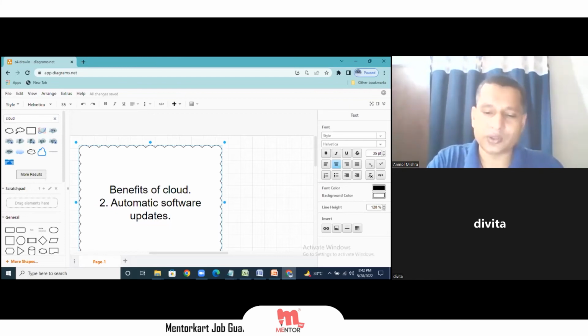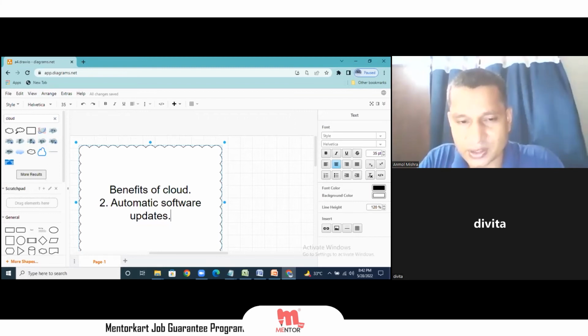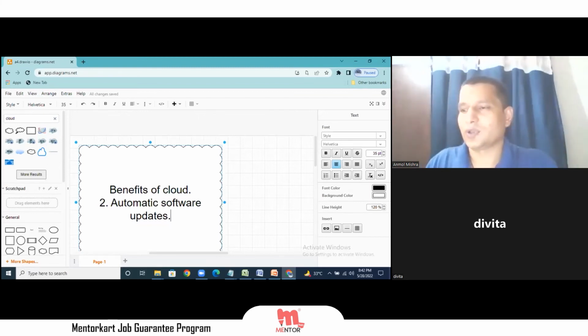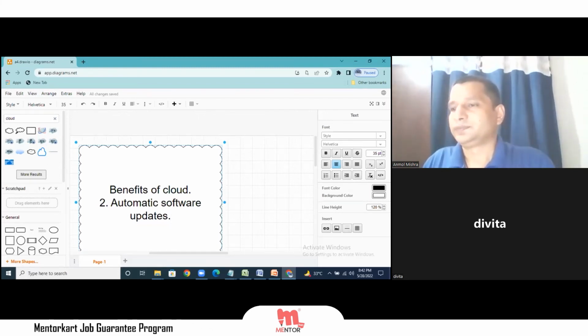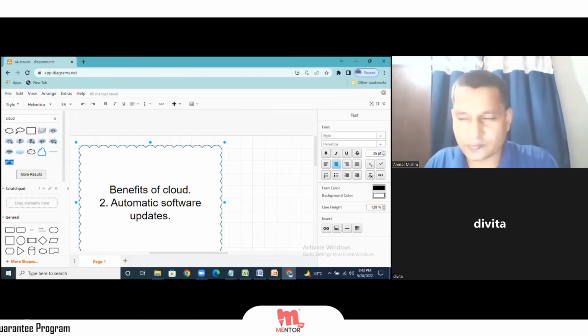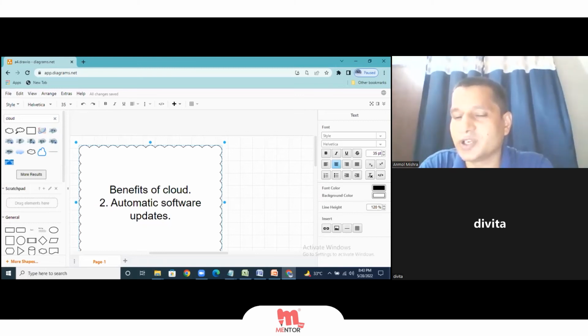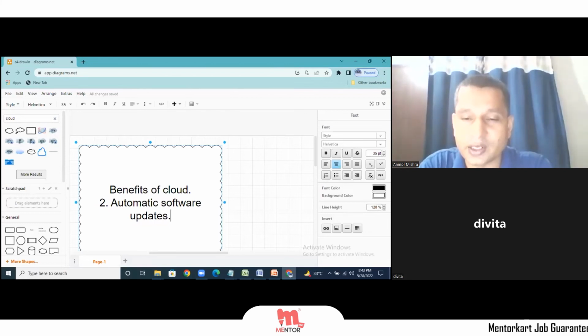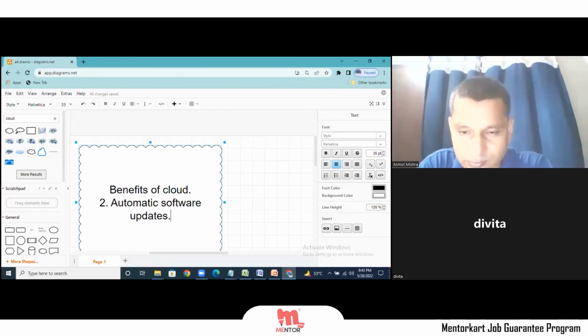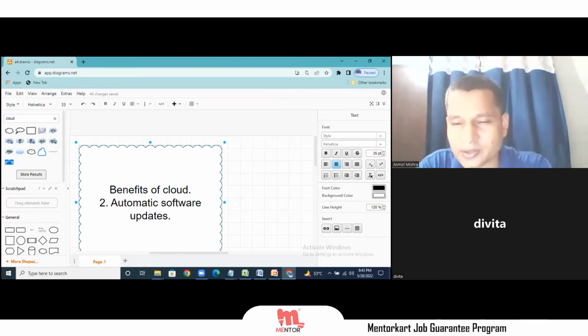Okay. Any questions, any doubts about this sentence? Automatic software updates, yes or no? Is this sentence clear? Crystal clear. What do you mean crystal clear? Any doubts still? If you have doubts, please ask what the doubt is. The simple sentence: automatic software updates.